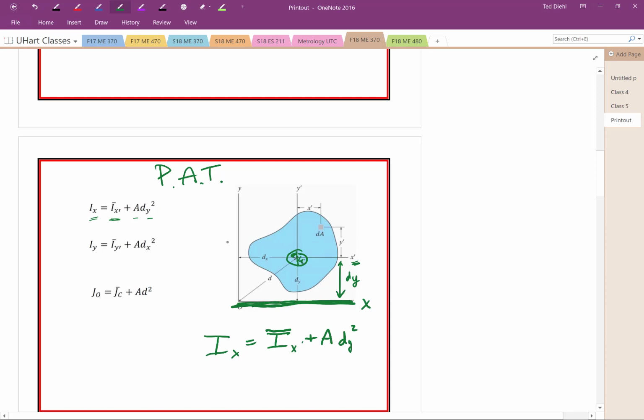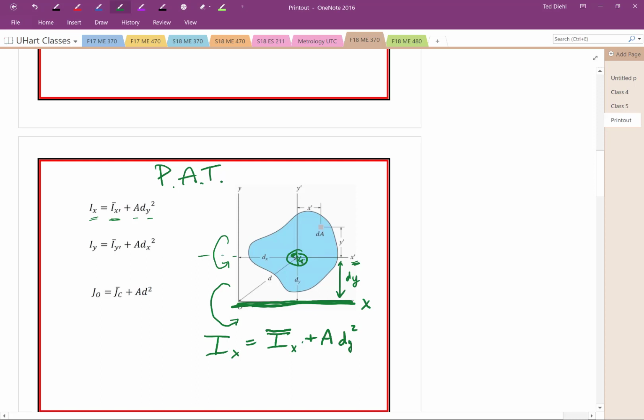So if we were trying to bend it about this axis right here, about that x prime, this is the moment of inertia we would use. If we had to bend it about this axis instead, we would need to do it about this Ix right here.